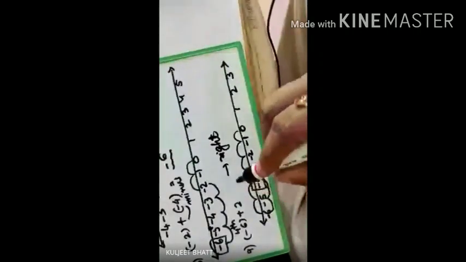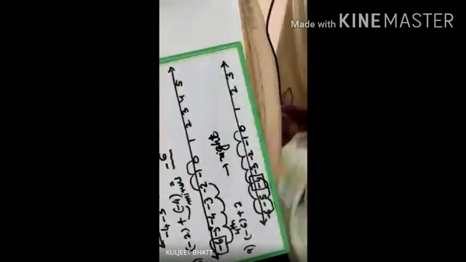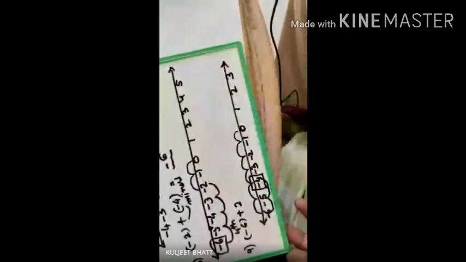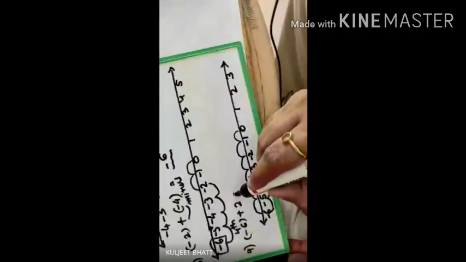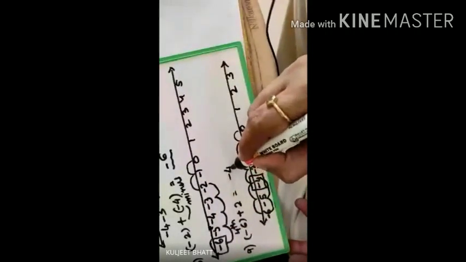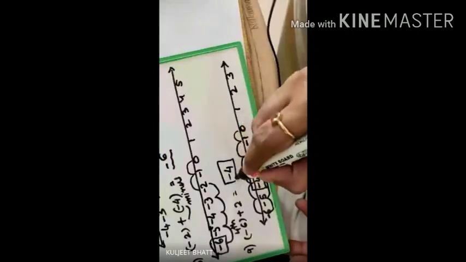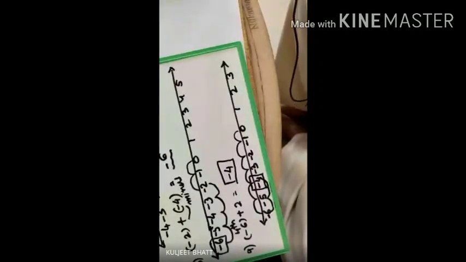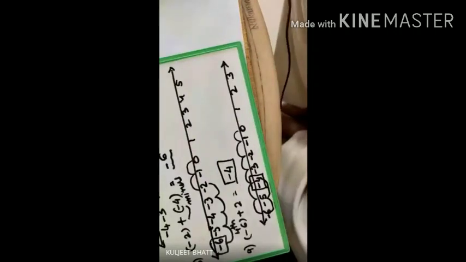So the answer to -6 plus 2, I'll erase this part now, will be equal to -4. So -4 is my answer for sum number 9. Okay. Now we move on to sum number 10. What does the sum number 10 go like? It is 5 plus -3.